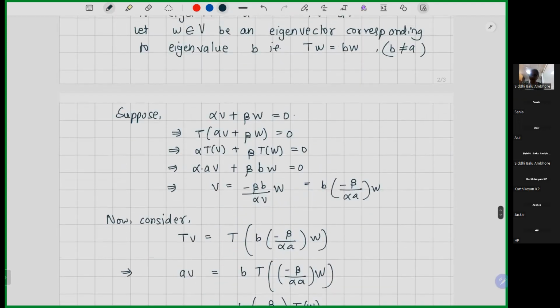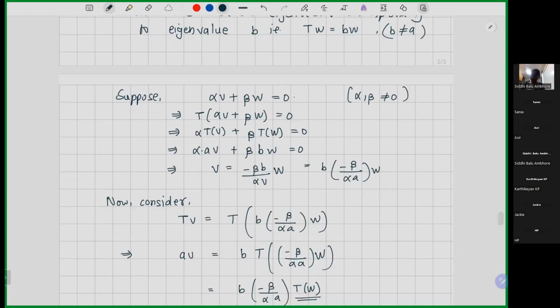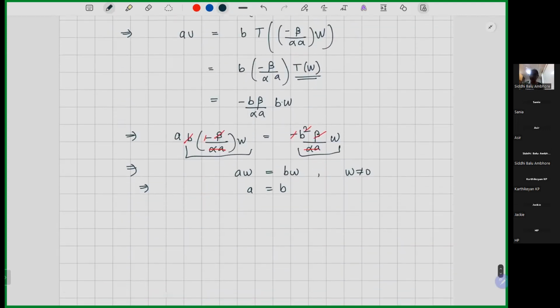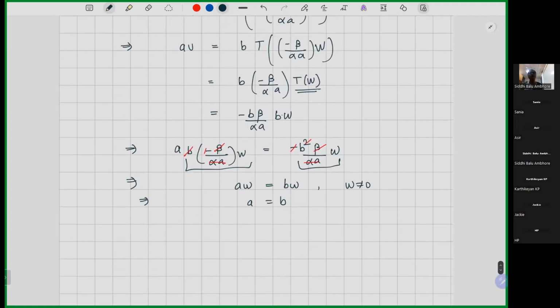Here we can assume that alpha and beta are both non-zero, and we can then very happily cancel these betas and alpha. Then we will arrive at a contradiction that A is equal to B. So no such non-zero linear combination of v and w is possible. Is it okay?